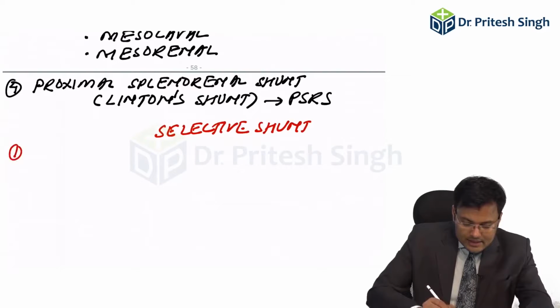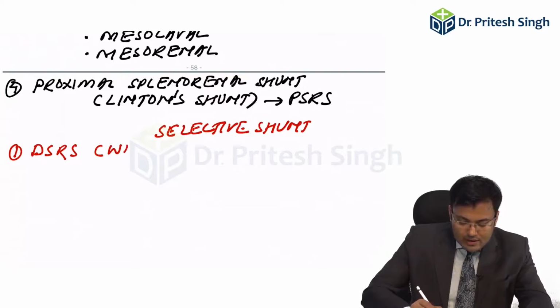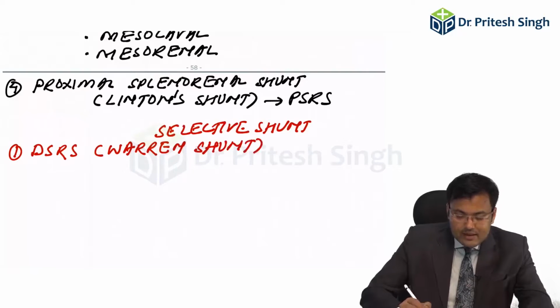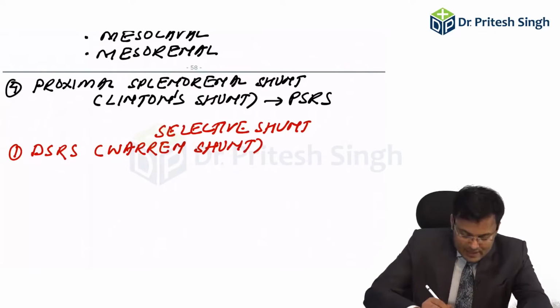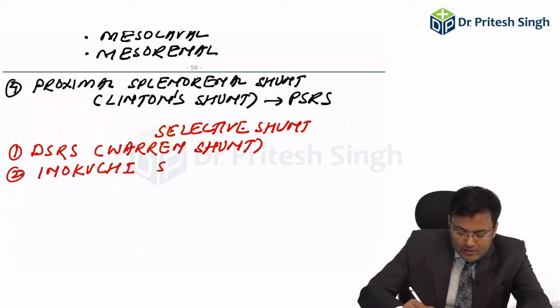First is DSRS, also known as Warren shunt. So what is the full form of DSRS? DSRS means distal splenorenal shunt. And second is Inokuchi shunt.